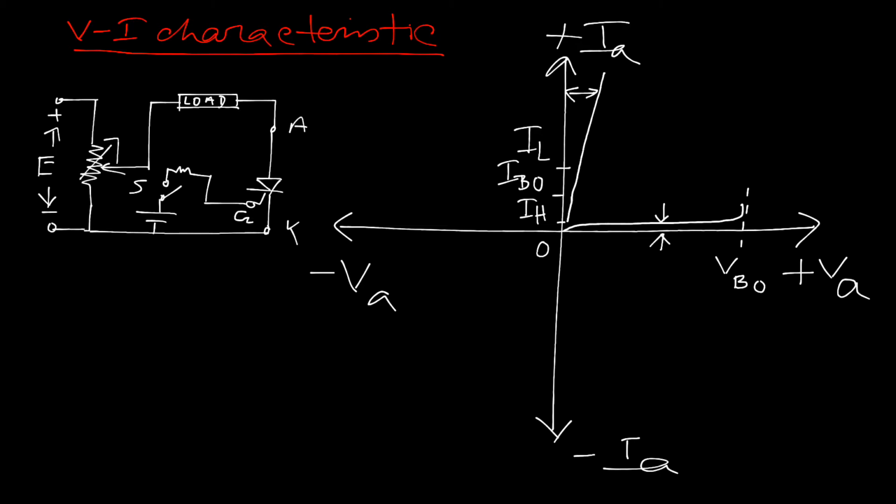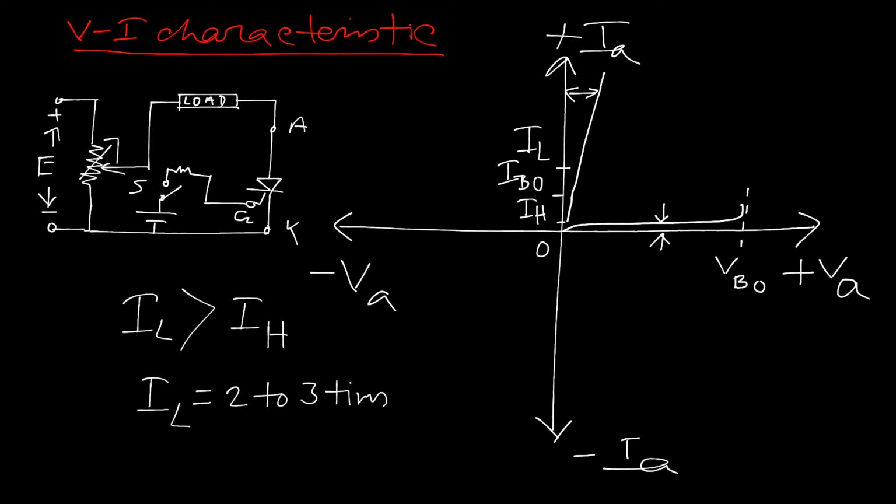From the above discussion, we can conclude all the cases: IL must be greater than IH. That means the latching current is always greater than the holding current, and in numerical value IL is normally 2 to 3 times IH. This we can conclude from experimental validity. Anyways, now think about the reverse biasing.